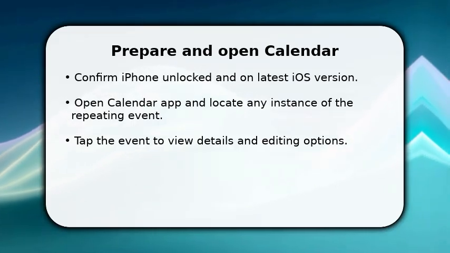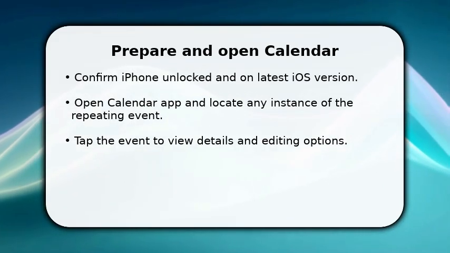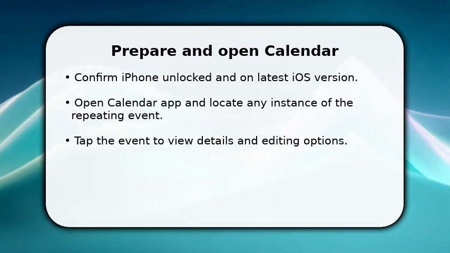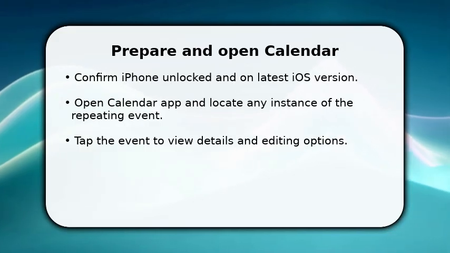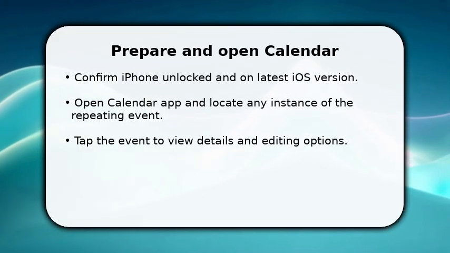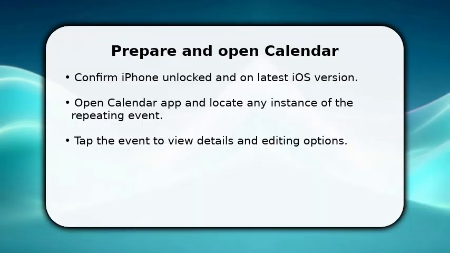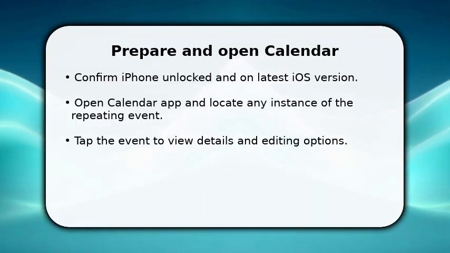Once you tap any instance of the repeating event, make sure you view the event detail screen so you can edit. You'll see time, repeat settings, and an edit button. Tap Edit Now. Doing this first gives you control over the series versus a single occurrence, which is critical for choosing the correct deletion option in the next step.